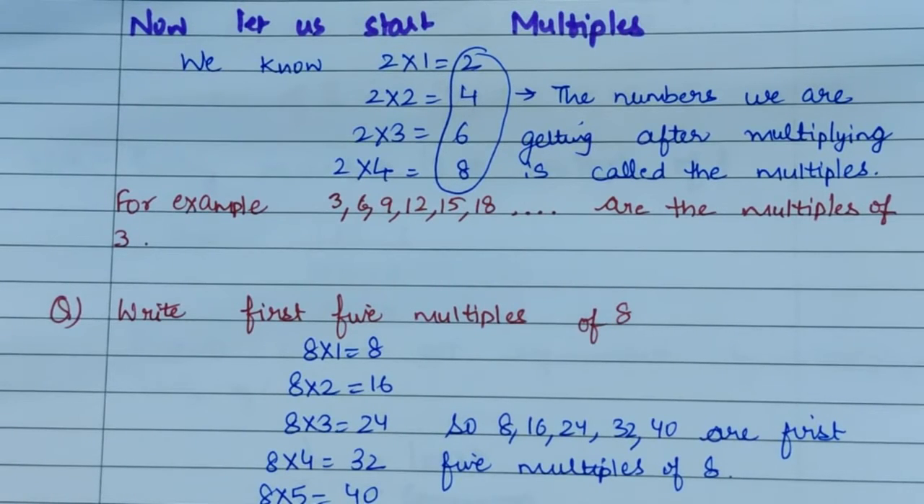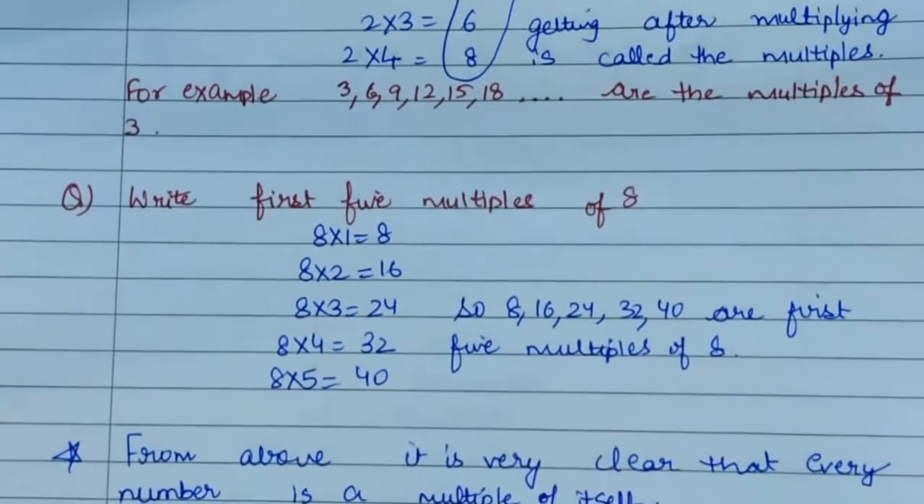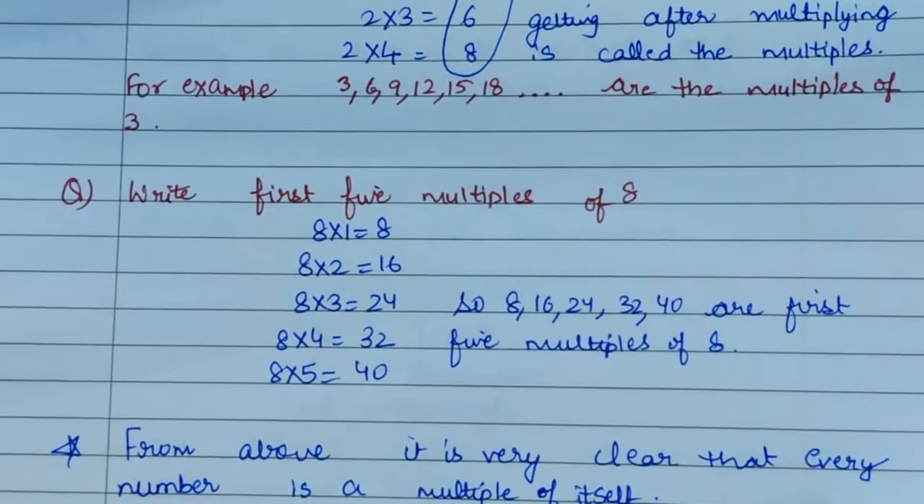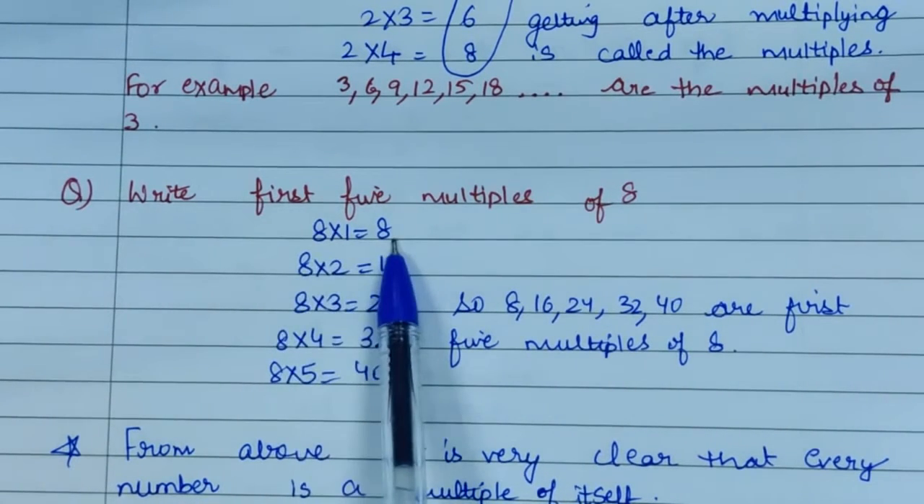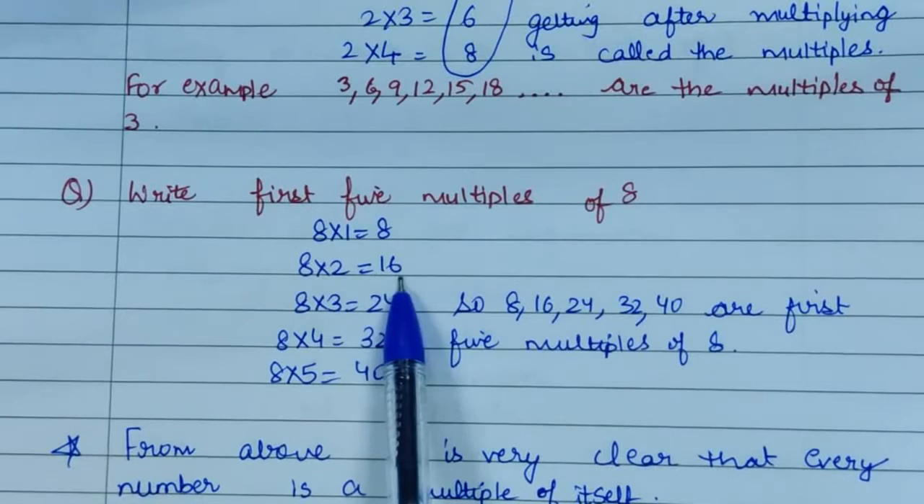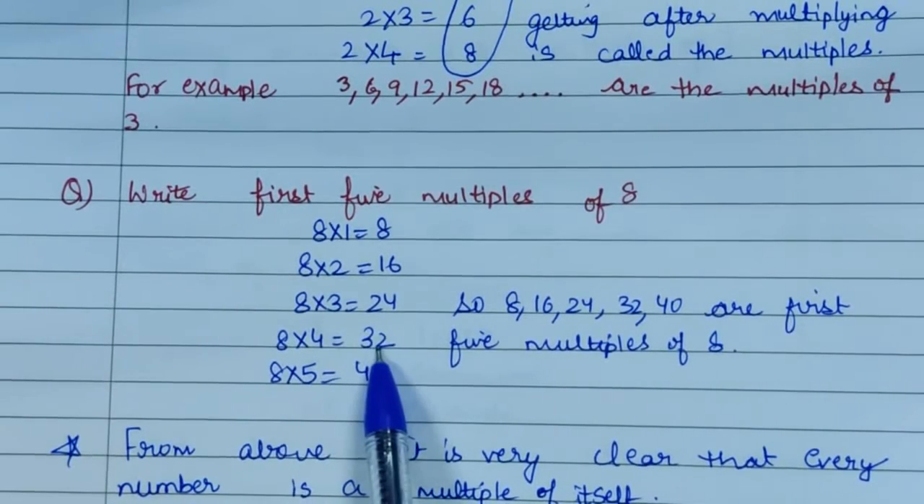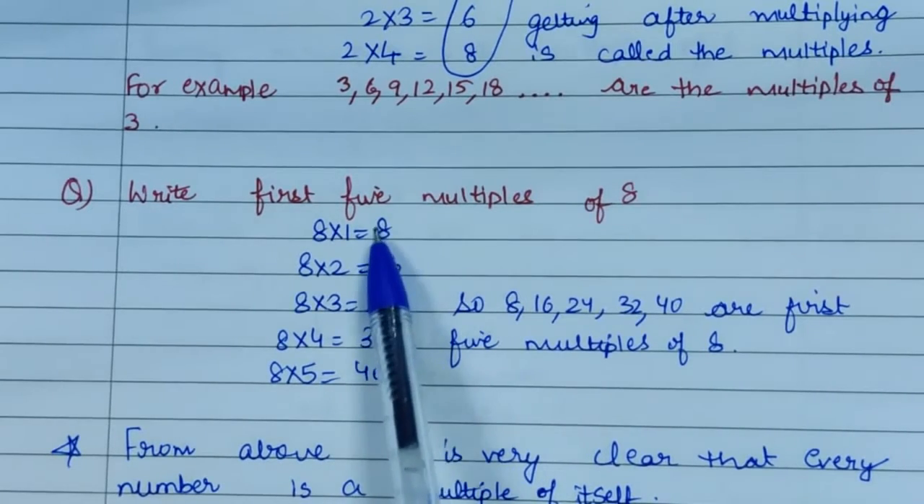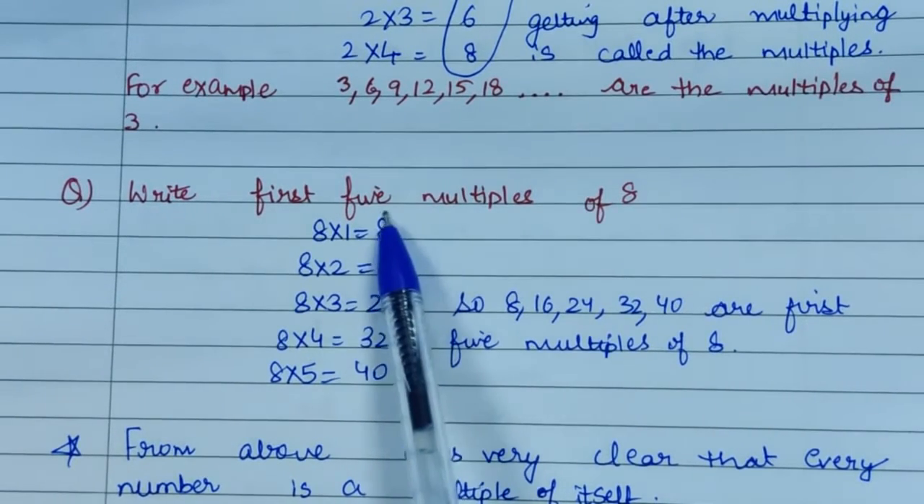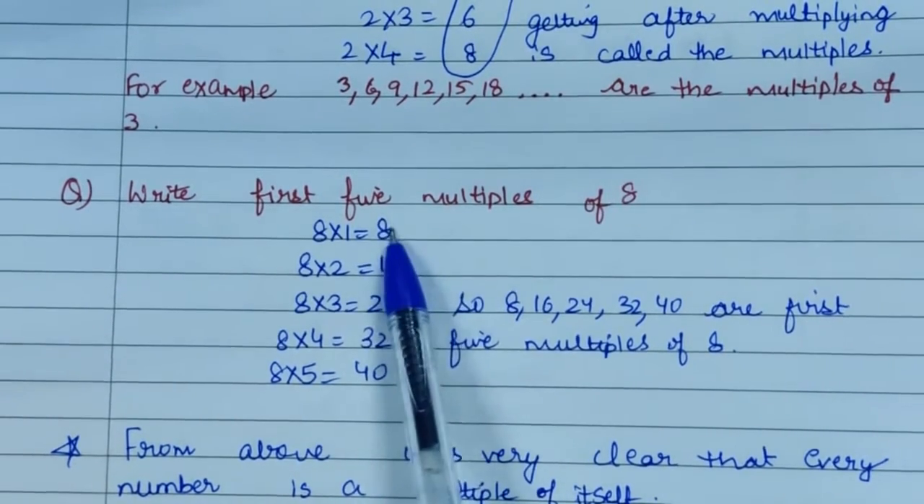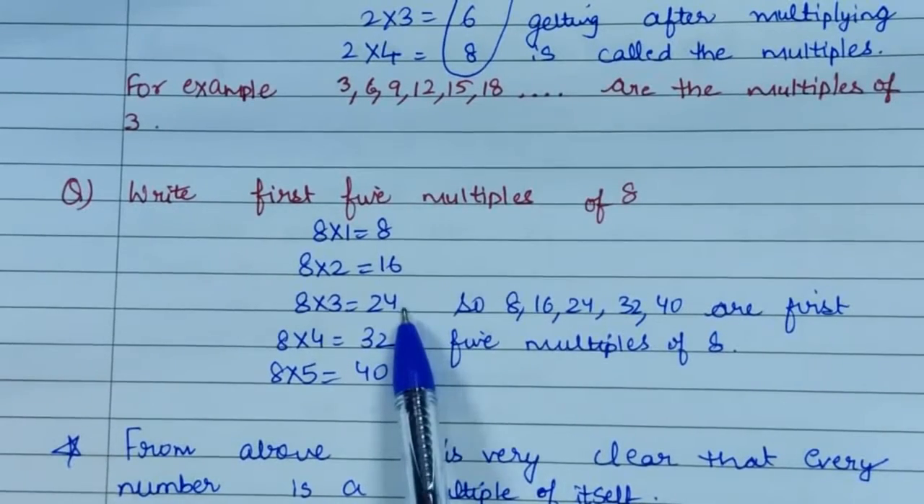Now, first question, let us start. Write first 5 multiples of 8. It means we will start with 8 into 1 is 8, 8 into 2 is 16, 8 into 3 is 24, 8 into 4 is 32, 8 into 5 is 40. So, what are the multiples? Multiples are these: 8, 16, 24, 32 and 40.